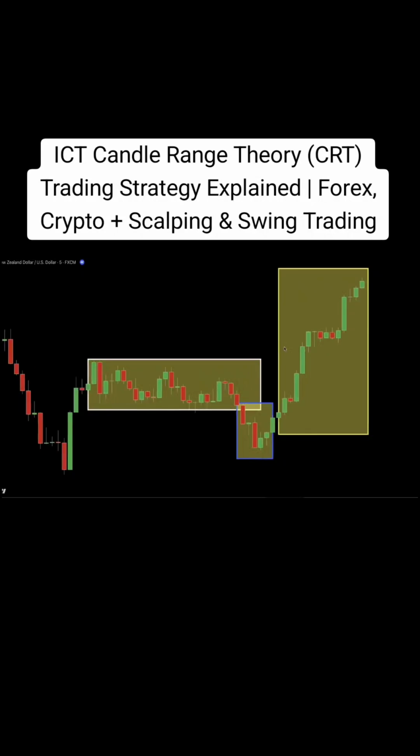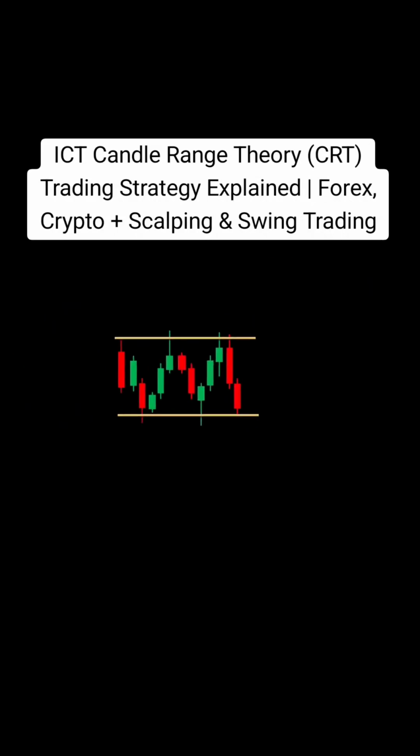In every market, price doesn't move randomly. It follows a repeating cycle that can be broken down into 3 key phases: accumulation, manipulation, and distribution. Together, these phases are known as the power of 3. And if you want to trade candle range theory successfully, you must understand this structure. So what is the power of 3? It's a smart money concept that explains how institutional traders, the real movers of the market, position themselves before launching a big move. Let's break it down.